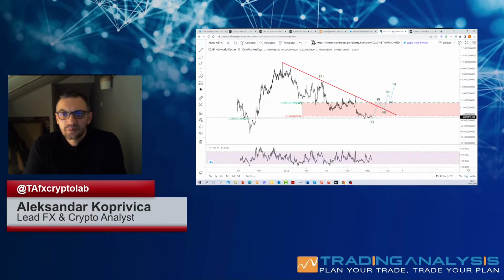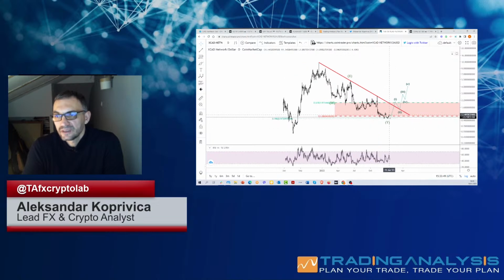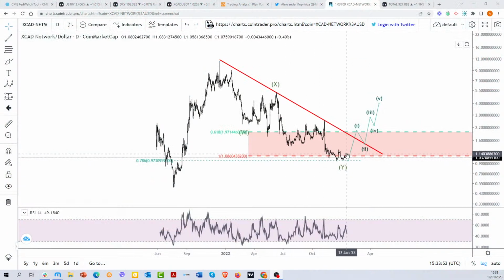Yeah, I already prepared the chart on XCAD. If you look at this as something complex in nature, we have equality and 0.786 levels here. So this is still undecisive. For anchoring this Y wave here, we need to see more development in an impulsive manner for me to be convinced that these lows will hold.